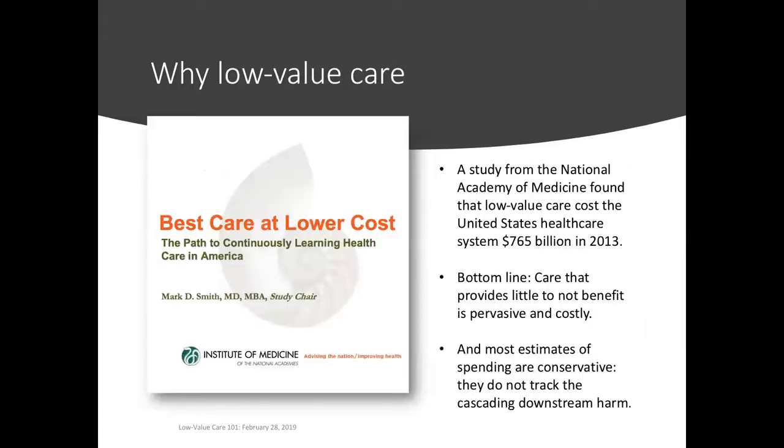But in terms of dollars, estimates vary significantly, but there is upwards of $765 billion a year spent on low-value care, which is a particularly large problem and a resource allocation crisis. The bottom line, even though the estimates vary, is that it's pervasive and costly. And we also just don't really know the true extent of how much we spend on low-value care. There's cascading downstream harm and medical costs and out-of-pocket costs associated with low-value care that we don't actually know, and there hasn't been a systematic effort to measure it. And that's one thing that we will address today.